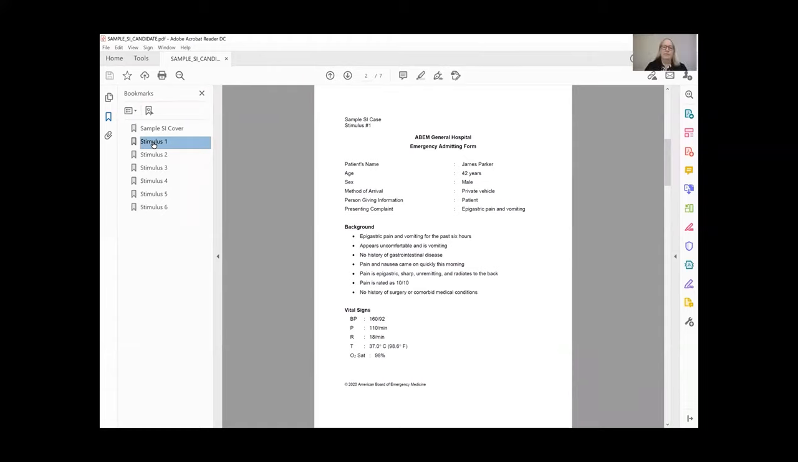Well, I'd want to confirm that, in fact, he's never had any symptoms like this before. He has no history of gastrointestinal disease, but never anything like this before. I'd want to know about his past medical history, particularly a history of hypertension, since he's a little hypertensive here, and if he truly takes any medications. I'd want to know what he was doing when the pain started, if he finds that anything makes the pain better or makes the pain worse.